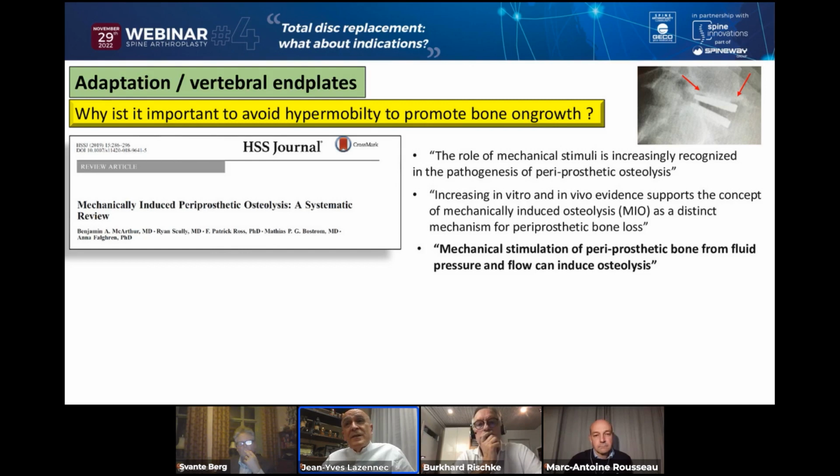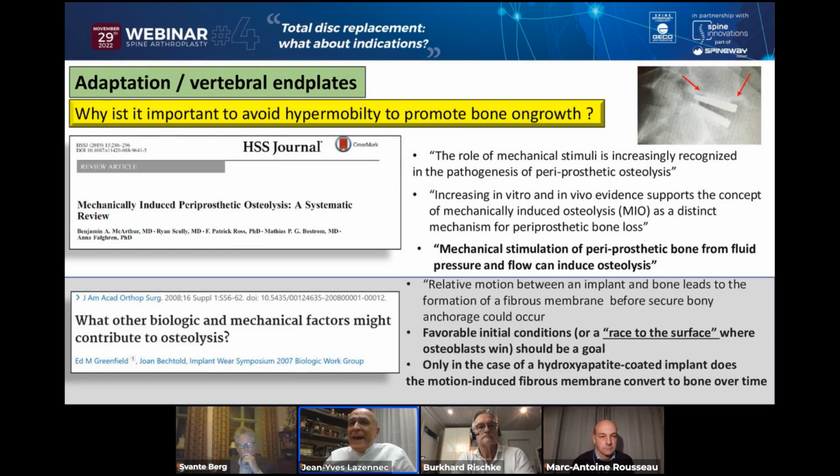Does it mean it is finished for this implant? No, because it is biology. And if you are careful, if you ask the patient to be careful regarding mobility, you may have a good final bone ingrowth. This other paper is also very interesting. It is a very well-known paper.